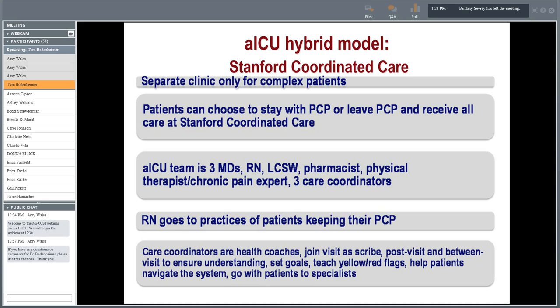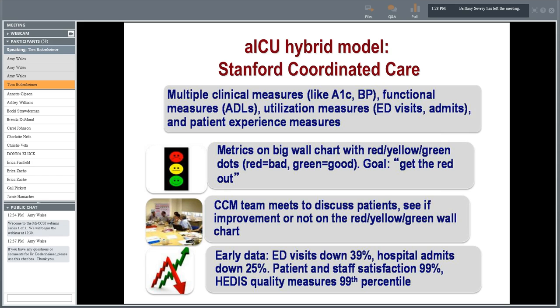And almost all the patients leave their primary care physician because this clinic does unbelievable, wonderful work with the patients. In fact, I was just visiting it last week and went to their meeting of their team. And this is a team that is really very inspiring in terms of how wonderfully they take care of their patients. So this is, again, an AICU model, but patients can stay with their primary care physician if they want.